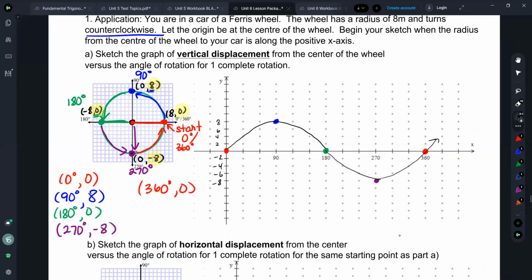This is tracking the motion. So basically this tells us the vertical height or vertical displacement of the person in the Ferris wheel cart as they rotate around and tracking their angle of rotation. That's the graph that we can use to indicate what motion is happening as far as vertical displacement. So there's vertical displacement from the center, and then we're going to do some that are vertical displacement from the ground as well. So it depends. This is from the center, yes.